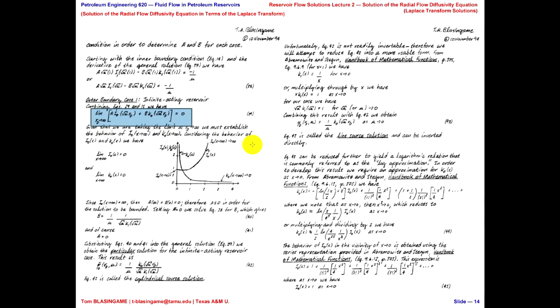A's got to be 0. It can't be anything else, because as this group goes to infinity, this term goes to infinity, and A must be 0. There's nothing else that can cancel it out. So by definition, A is going to be 0.